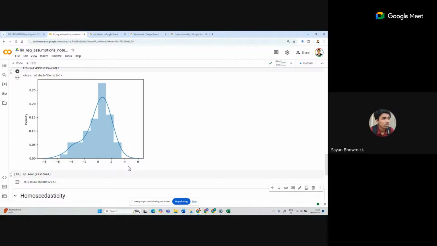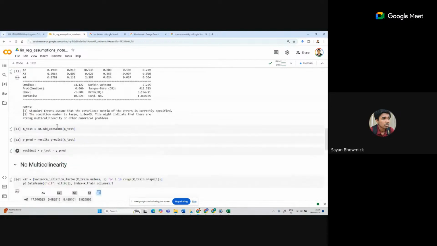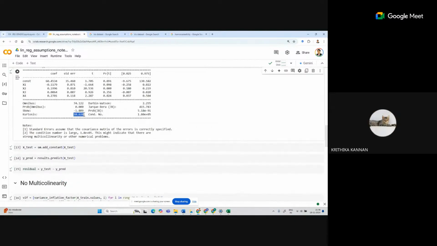One thing we can do is check the visual median, the kurtosis score. Which one? The kurtosis score. If kurtosis is 3, then it's normally distributed. Okay. That is a very good idea. Kurtosis. Any other statistical test?